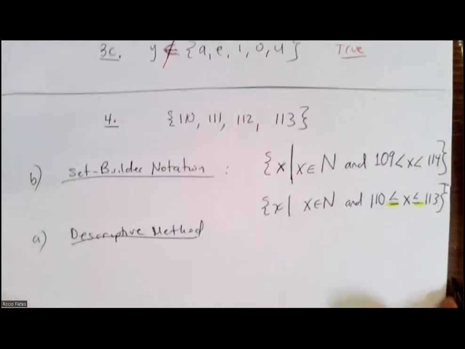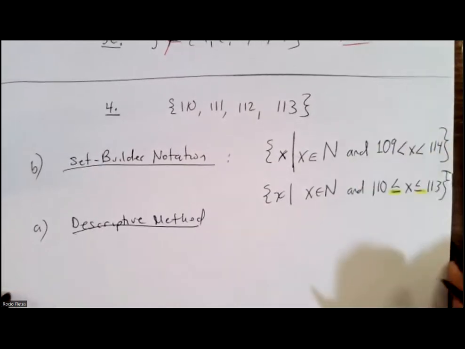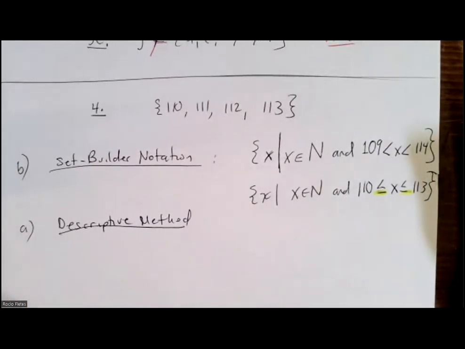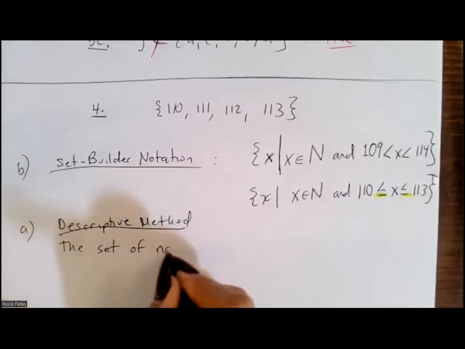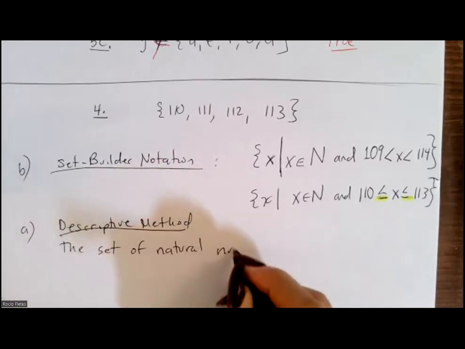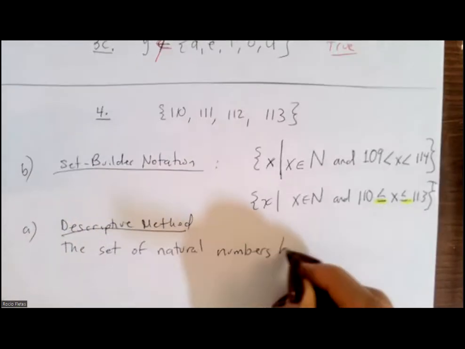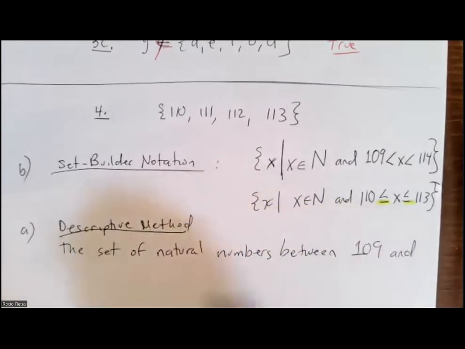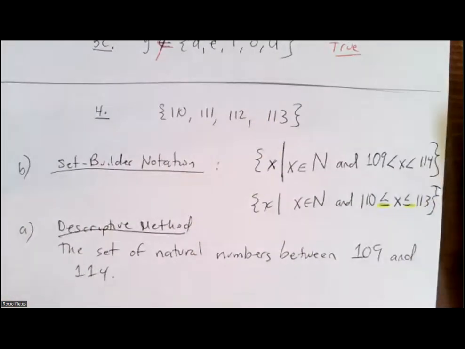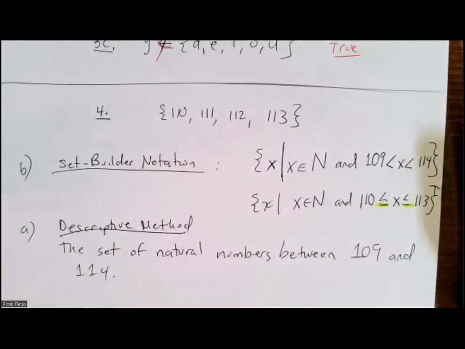For the descriptive method, let me raise it up a little bit here so you can see. You can say the set of natural numbers between 109 and 114. Just write a sentence: the set of natural numbers between 109 and 114. Okay, so that's the descriptive method.